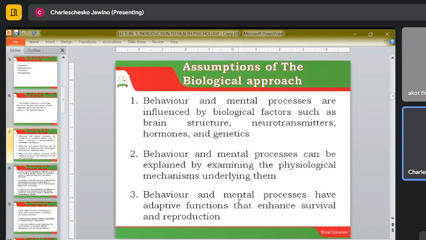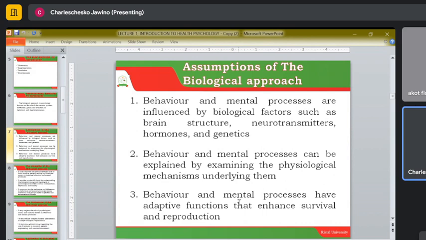Assumptions. The biological approach assumes that behavior and mental health processes are influenced by biological factors such as neurotransmitters and hormones. I think that point is now understandable. It assumes that once you measure the level of these substances, you can know the behavior and mental state of such a patient or an individual.